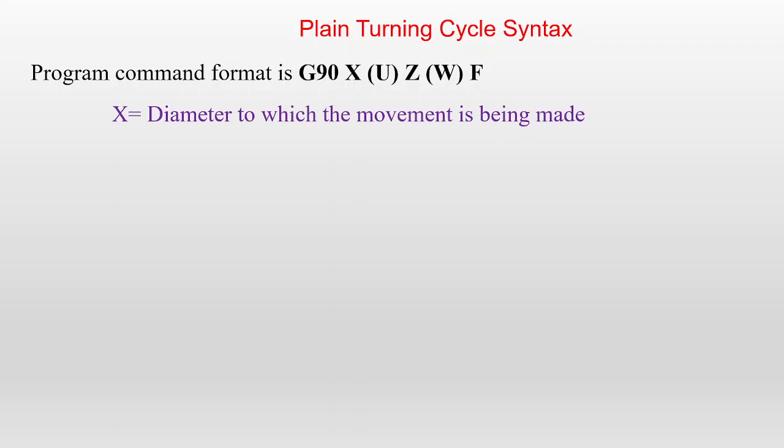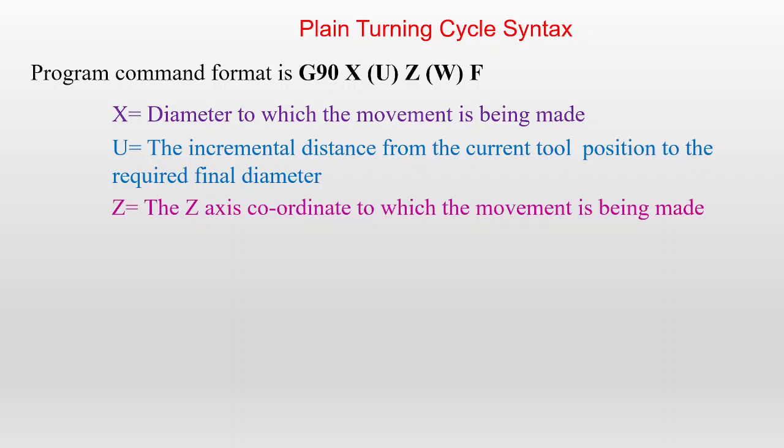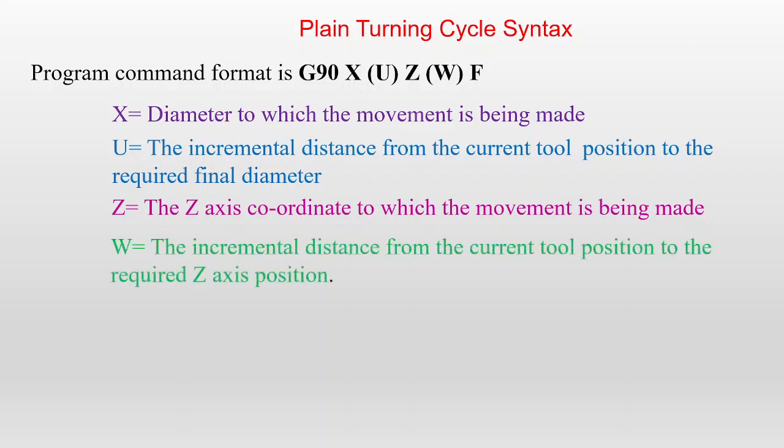X indicates the diameter to which the movement is being made, and U is the incremental distance from the current tool position to the required final diameter. Z is the z-axis coordinate to which the movement is being made, and W is the incremental distance from the current tool position to the required z-axis position.